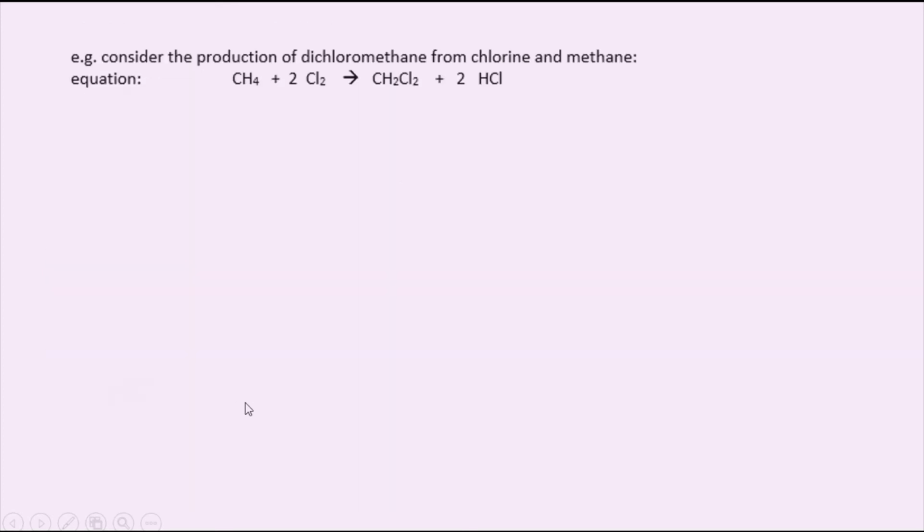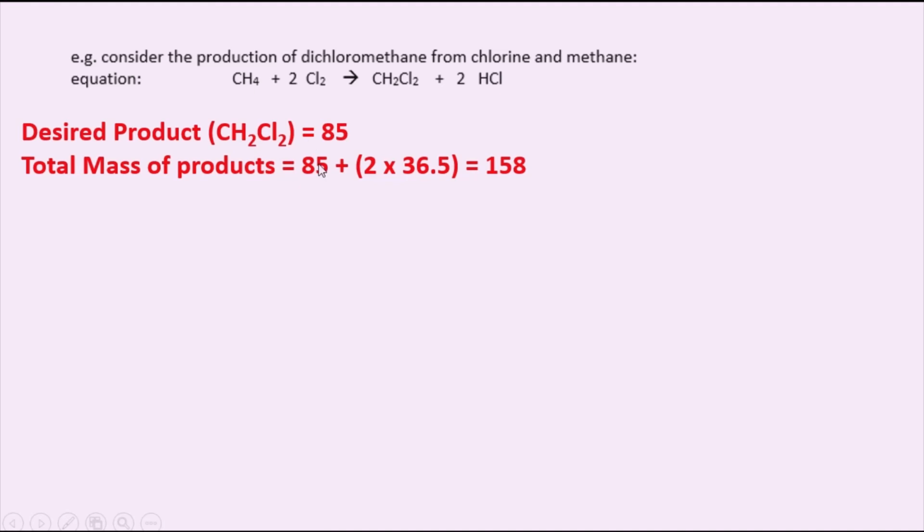So the example underneath it, look here. So imagine the production of dichloromethane, CH2Cl2, from chlorine and methane. So that's that equation we used previously. Now, what's the percentage atom economy? Well, if you look at the desired product is the CH2Cl2. So if you total up its mass, 85. So that's it. Then the other products you've got are 2 HCl. So to get the total mass of products, take the 85 that you already calculated, and then add on 36.5 would be hydrogen chloride, 35.5 plus 1. And then because we had 2 molecules of that, multiply that by 2. So the total mass of all those substances on the right-hand side of the equation is 158.